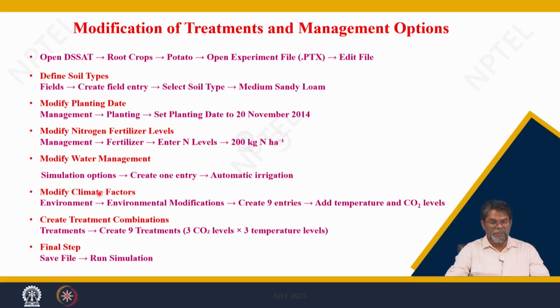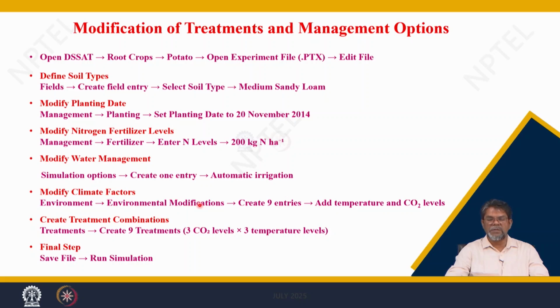Then climate factor. For the environmental, you can go to the environmental modification file for changing the carbon dioxide level and temperature levels. Create 9 entries of temperature and CO2 level, one for each entry, as we have shown for the rice. As you did for every CO2 and temperature, the same entry you can create here. In a similar way to the rice crop, you can have the environmental modification file for the 9 treatment combinations.